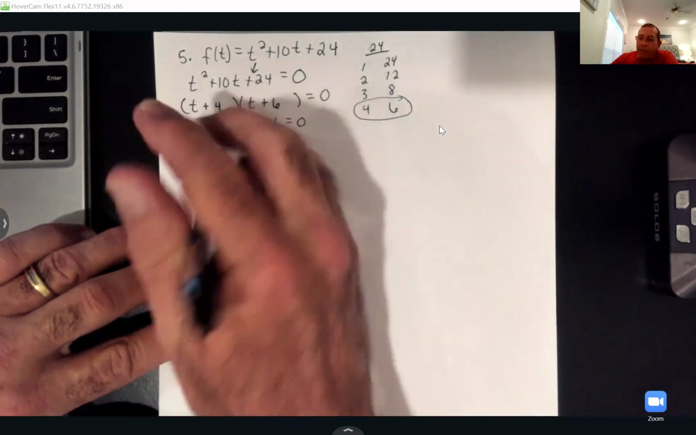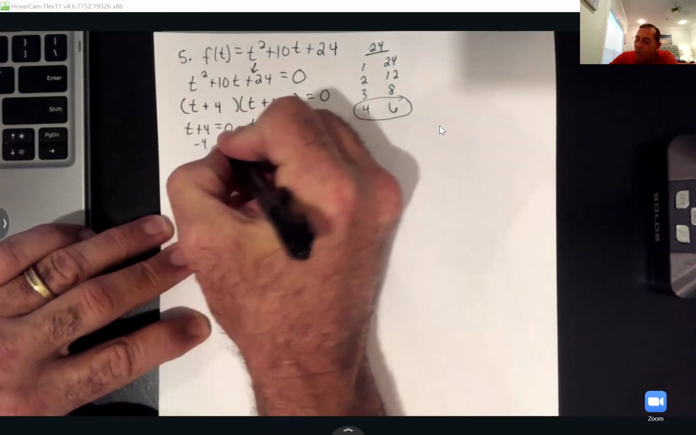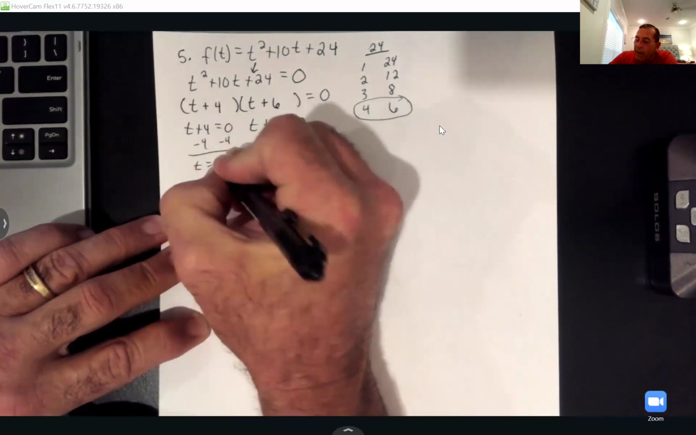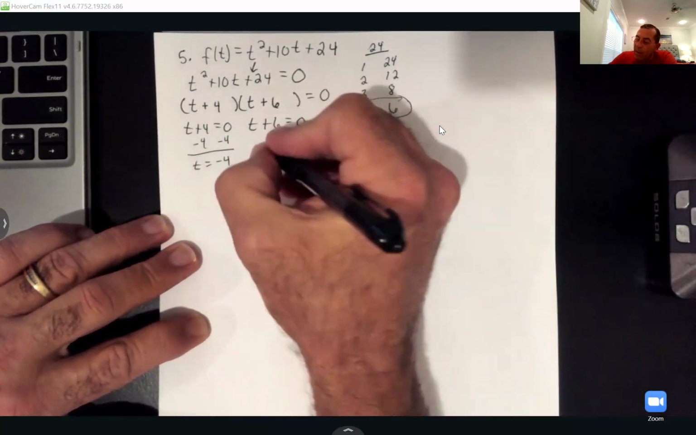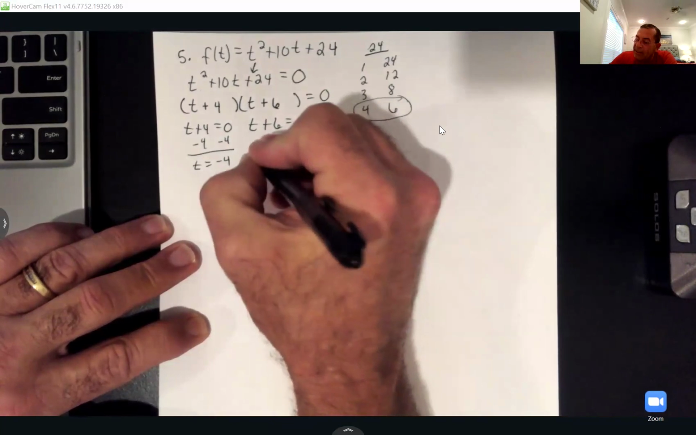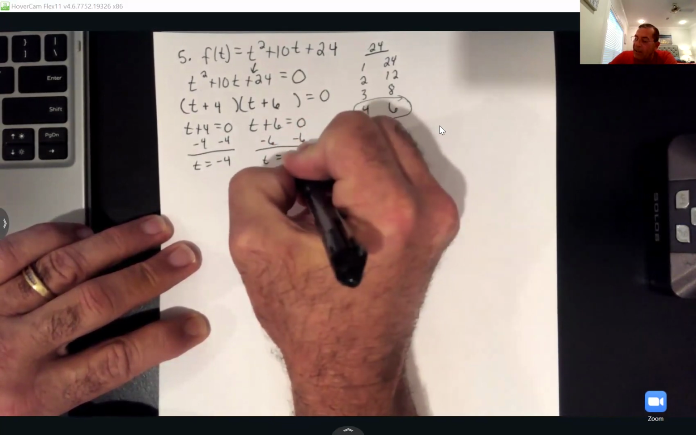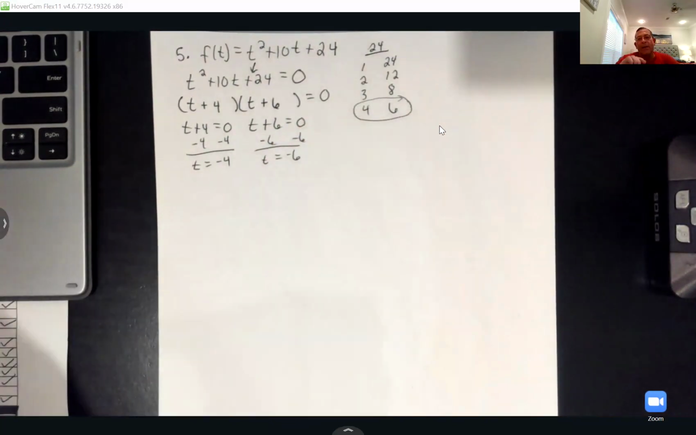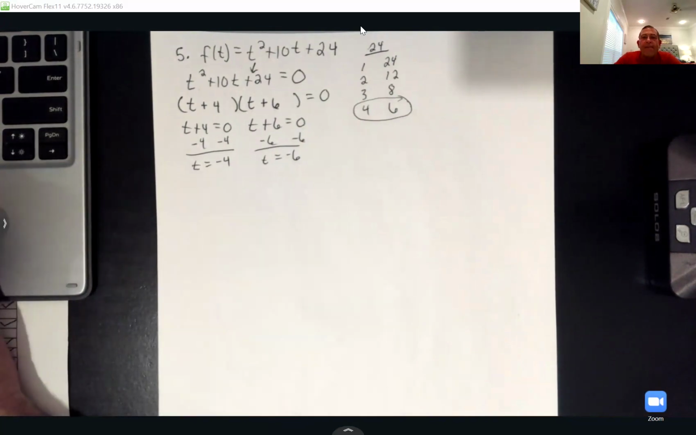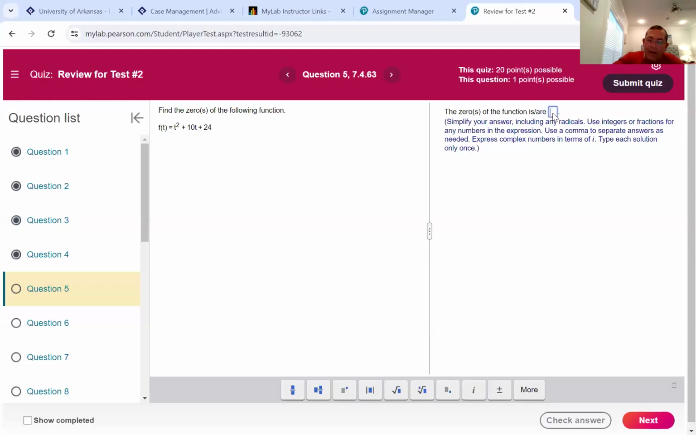All right, now to solve this for the two answers, I'm going to subtract 4, and I get t is negative 4. And in here, I would subtract 6 and get t is negative 6. So we would go back to our math lab and put in negative 4 and negative 6. Now this one, you don't have to put anything but your two answers, negative 4, comma, negative 6. All right, y'all, then you're going next.